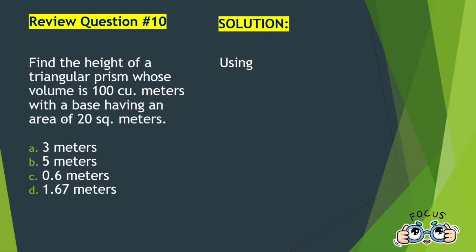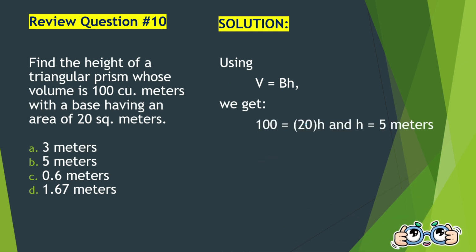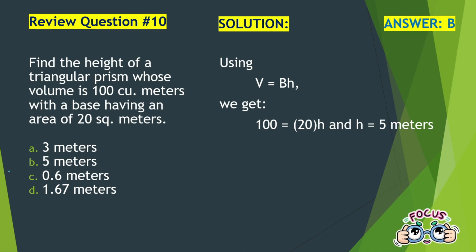Now, since meron ka nang area ng base, pwede na natin kunin yung height kasi given na rin ang volume. Using this formula, substitute lang po yan. Volume is 100, base is 20. Take note, this is area of the base, which is sometimes length times width. And therefore we divide by 20 both sides, we get the height equivalent to 5 meters. The answer is letter B.